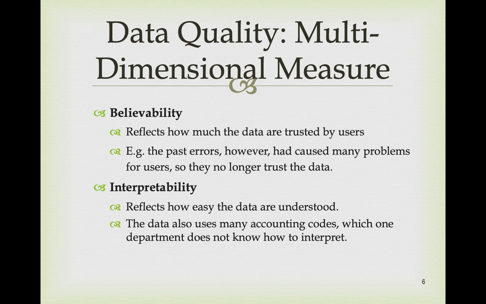Believability reflects how much the data are trusted by users. For example, past errors had caused many problems for users, so they no longer trust the data. Interpretability reflects how easily the data are understood. The data may also use many accounting codes which one department does not know how to interpret. So it is also a multidimensional measure.